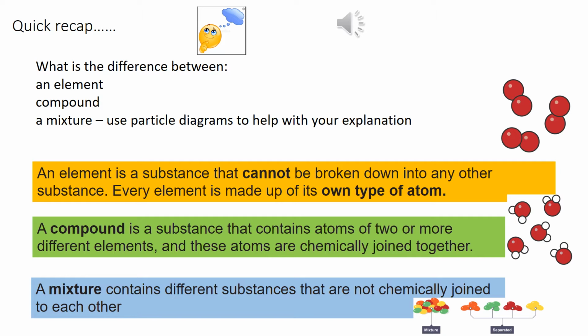A compound is a substance that contains atoms of two or more different elements, and those atoms are chemically joined together. So if you want to draw a diagram of a compound, you can draw H2O. H2O, which is water, is a compound. So make sure you have two or more different elements on there. And lastly, a mixture contains different substances that are not chemically joined together. So that is the diagram that represents a mixture.